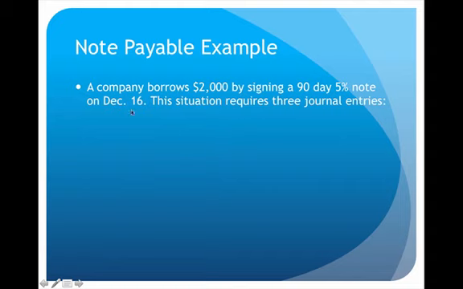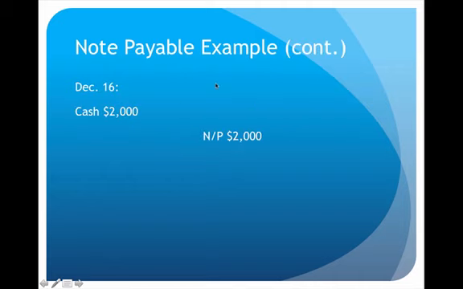Now right away I see a problem. I'm borrowing this money awfully close to the end of the year. And remember, anytime these things happen near the end of the year, it's going to cause us to have to accrue certain things. So this first journal entry is recorded on December the 16th.